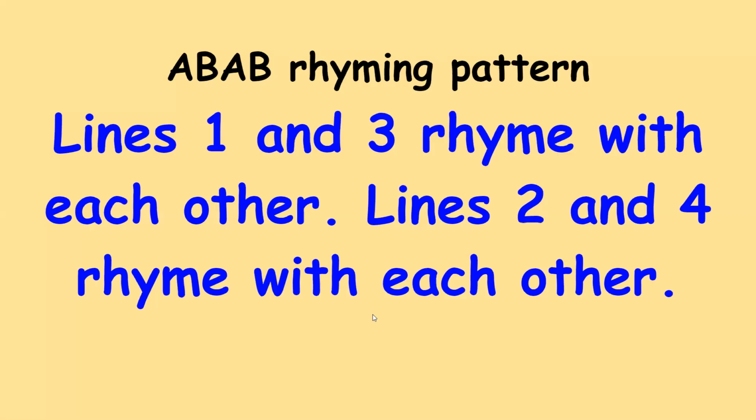Okay, here's a different type of rhyming pattern. It's called the ABAB rhyming pattern. This is where lines 1 and 3 have to rhyme with each other, and lines 2 and 4 have to rhyme with each other. So here's an example.